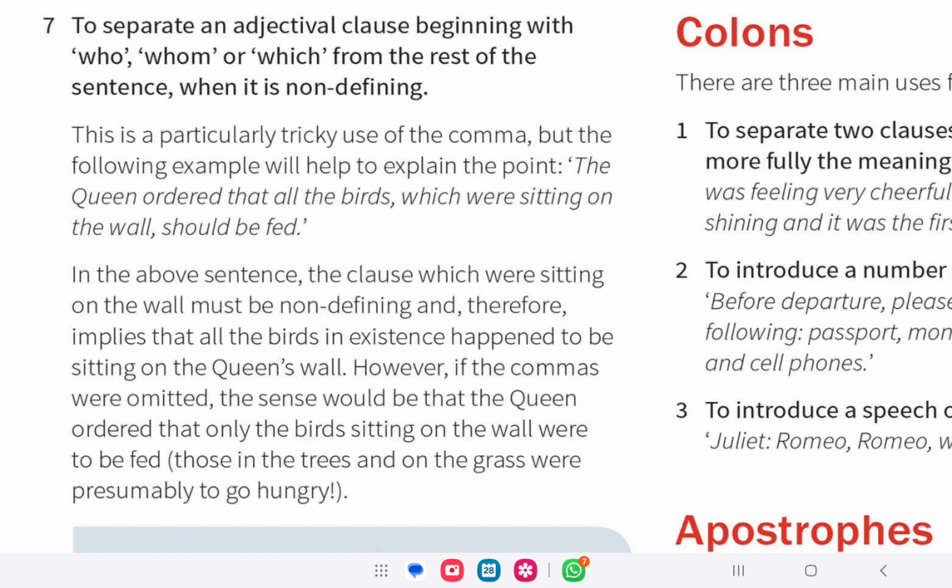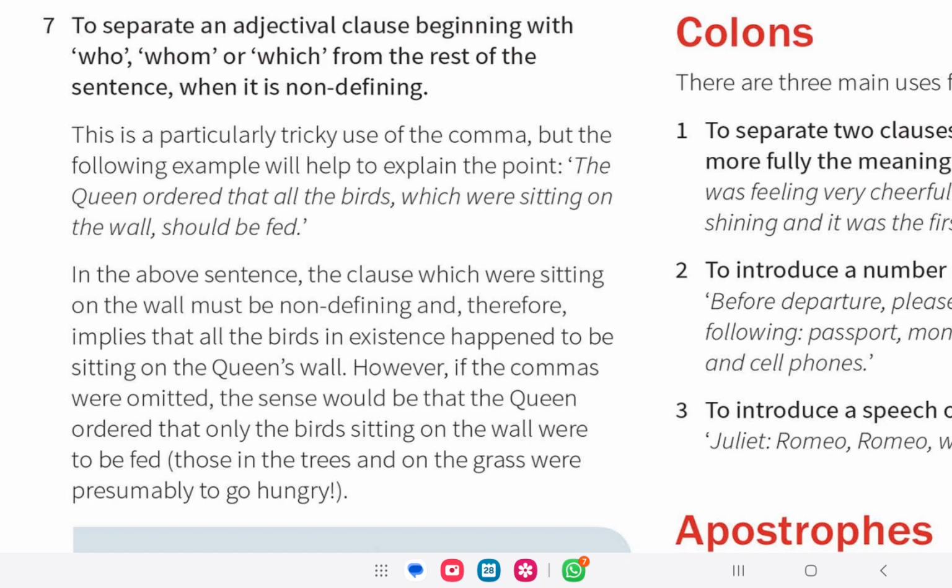Like, the queen ordered that all the birds. And here the meaning of the sentence can get changed if you put a comma in a different place. If you do not put a comma there and you read the sentence without it, the meaning of the sentence will be totally different. We will discuss it when we do clauses and phrases.